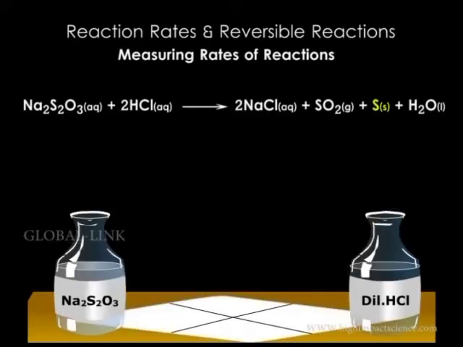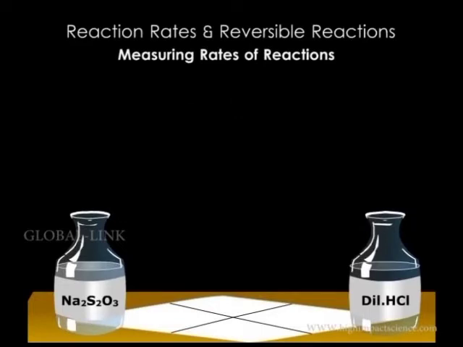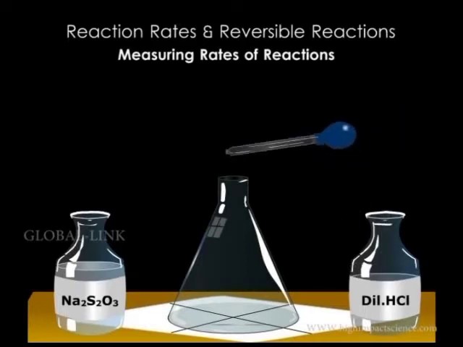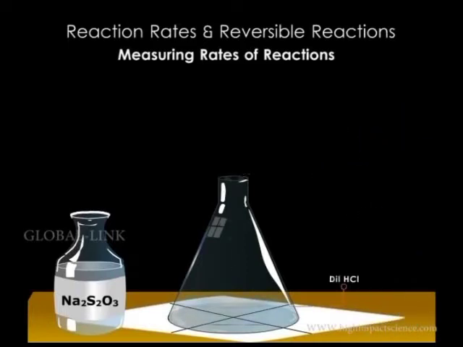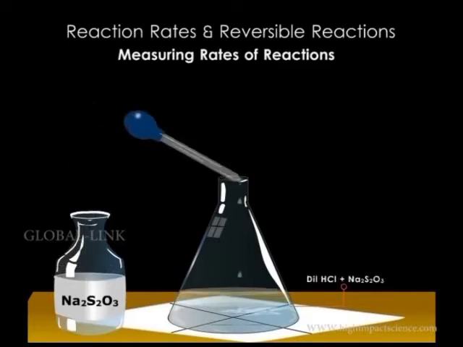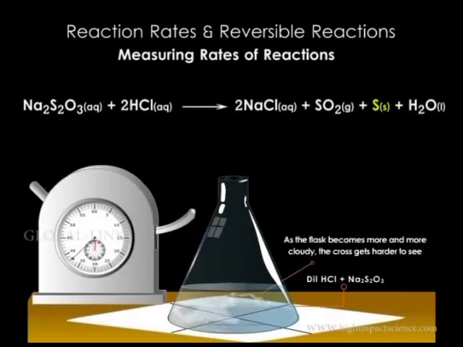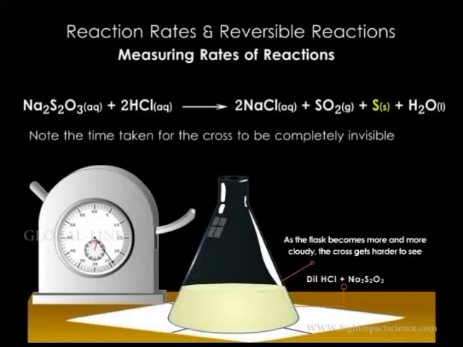A white sheet of paper with a black cross is taken. A conical flask is placed on it and dilute hydrochloric acid added. And then sodium thiosulfate is added to the acid. Immediately a stop clock is started. As the reaction proceeds, the flask gets more and more cloudy and the visibility of the cross diminishes. This is because the concentration of sulfur increases over time. So in this case, we measure the rate of formation qualitatively rather than quantitatively.